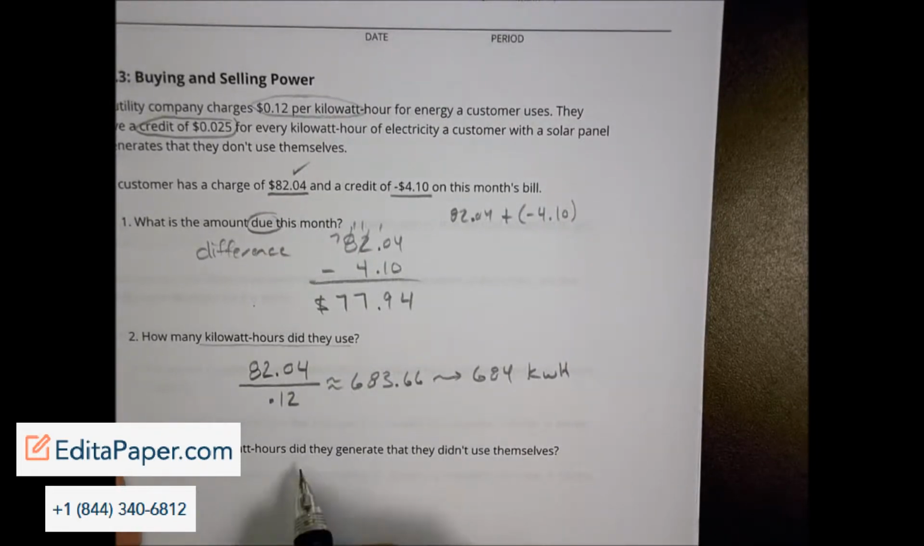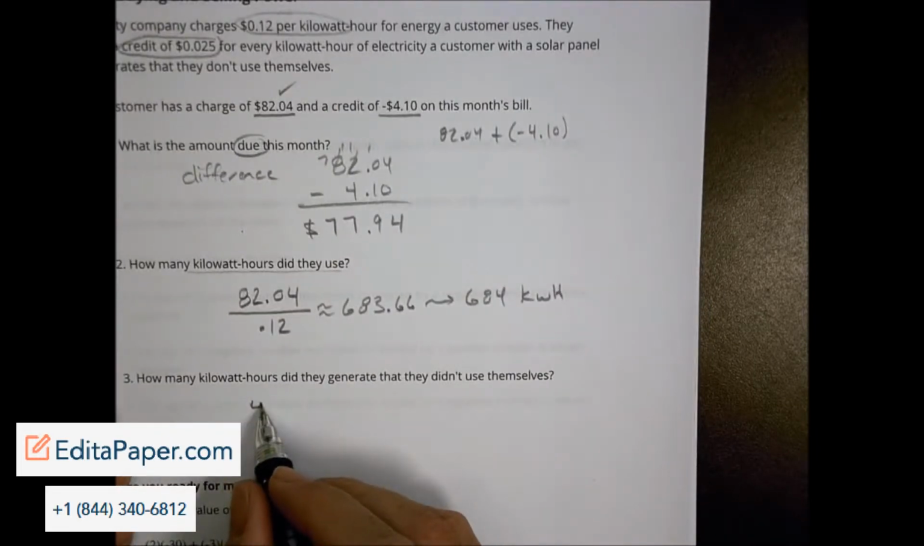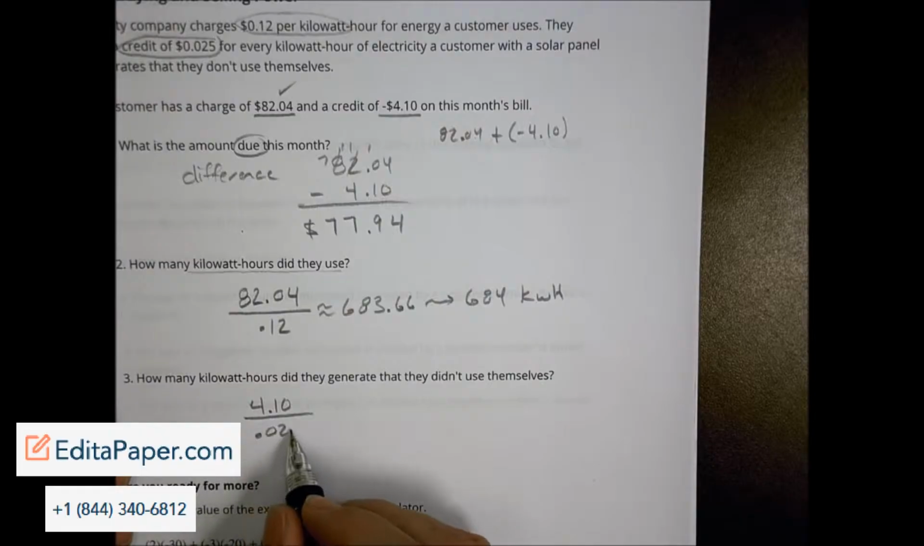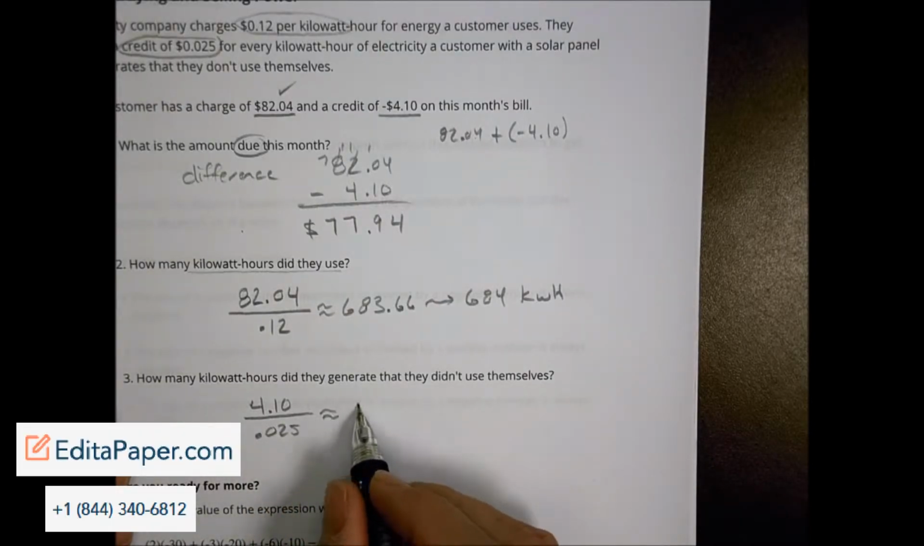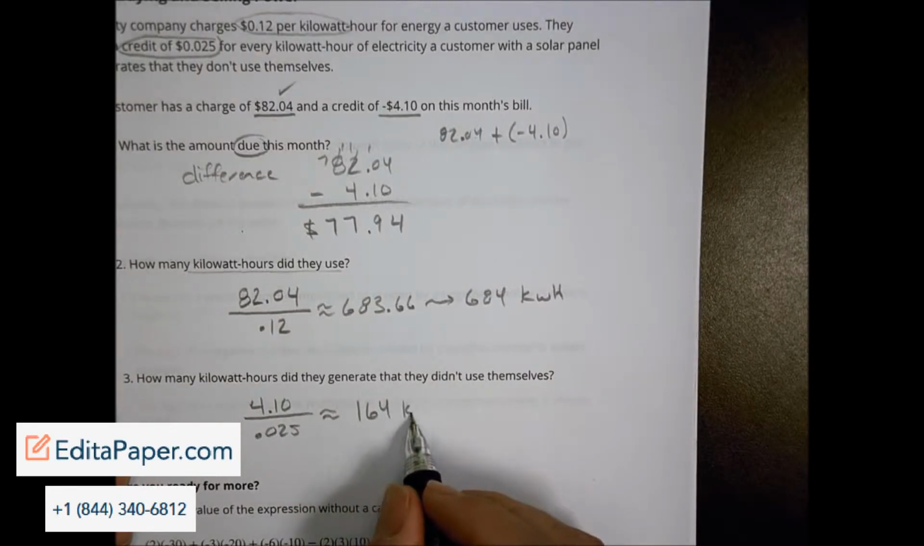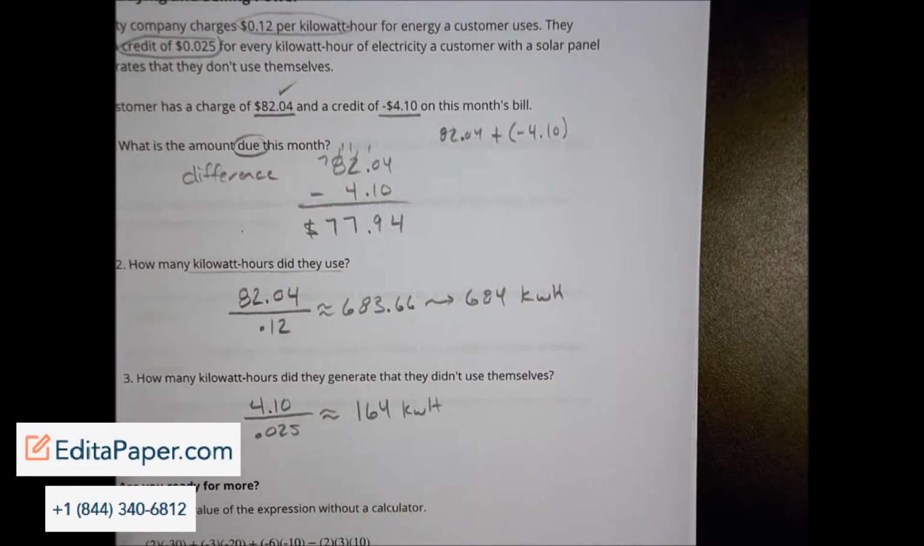In terms of how much they generated, we know that they made $4.10 on their credit, so we'll divide that by the rate they get, which is 0.025. So 410 divided by 0.025 is about 164 kilowatt hours that they generated with their solar panels.